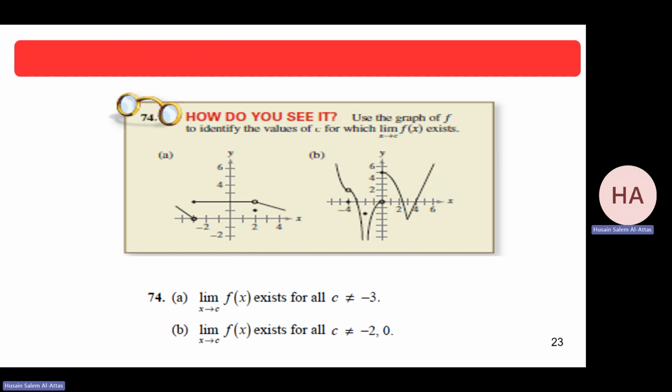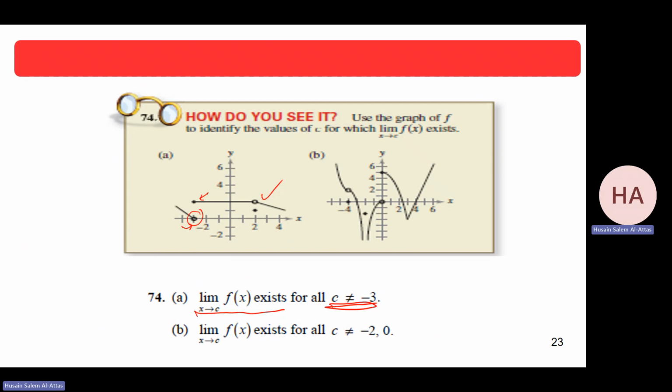Here, if you look at it quickly, where the limit does not exist, here we have left not equal to right. So the limit does not exist for sure at -3, we have a problem. Here, no, the limit exists. We have no problem. So this is the only case where C not equal to -3, and so the limit exists for all values except -3.